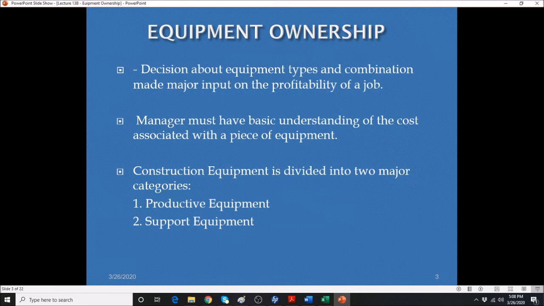Construction equipment is actually divided into two major categories. The first is equipment that produces output that will contribute to the particular project at hand. And the second is support equipment, which is equipment required to support the operations or maintenance of a system, such as delivery equipment or maintenance equipment that will support the operations of our project.